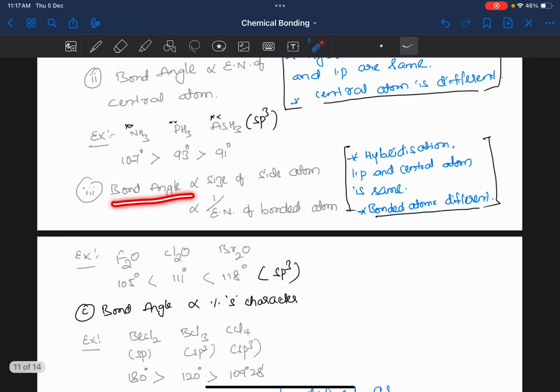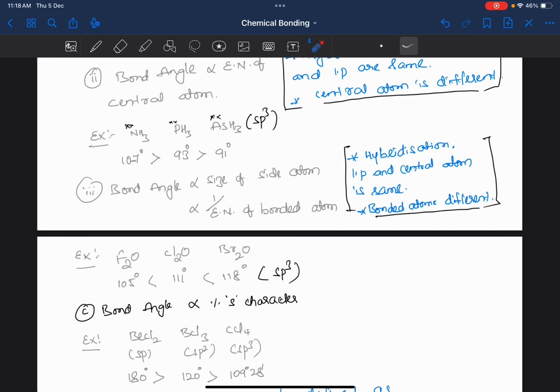And the next factor: bond angle is directly proportional to the size of the side atom, and inversely proportional to the electronegativity of the bonded atom. So here I gave two points. For this, see the conditions. Hybridization, lone pairs and central atom are the same. Only the bonded atoms, the sidewise atoms, are different. Here the sidewise atoms are fluorine, chlorine, bromine. So bond angle is directly related to the size of the side atom.